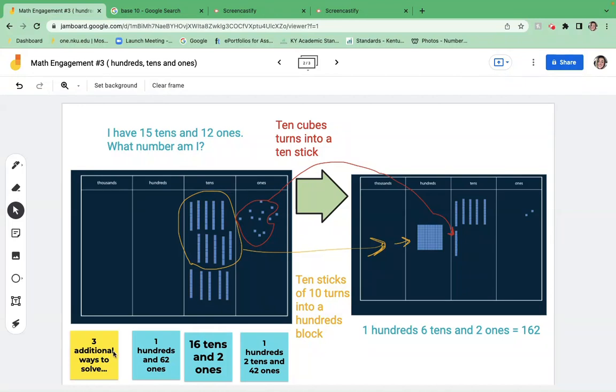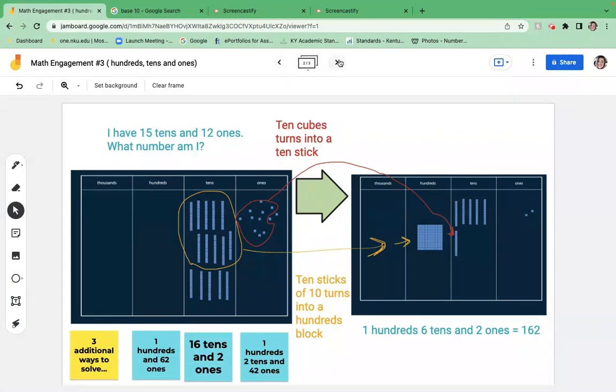So I just added 3 additional ways to solve this at the very bottom. So another way a student could solve this would be 1 hundred and 62 ones. You also could do 16 tens and 2 ones, or 1 hundred, 5 tens, and 12 ones. All right, so that's our second riddle.